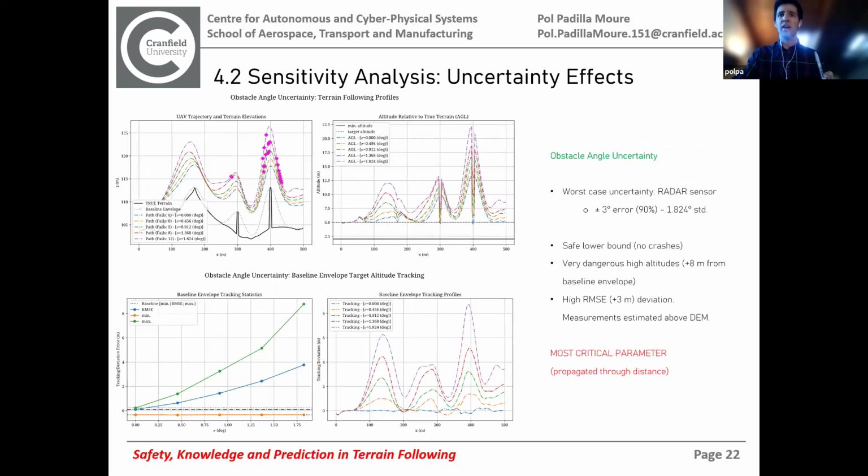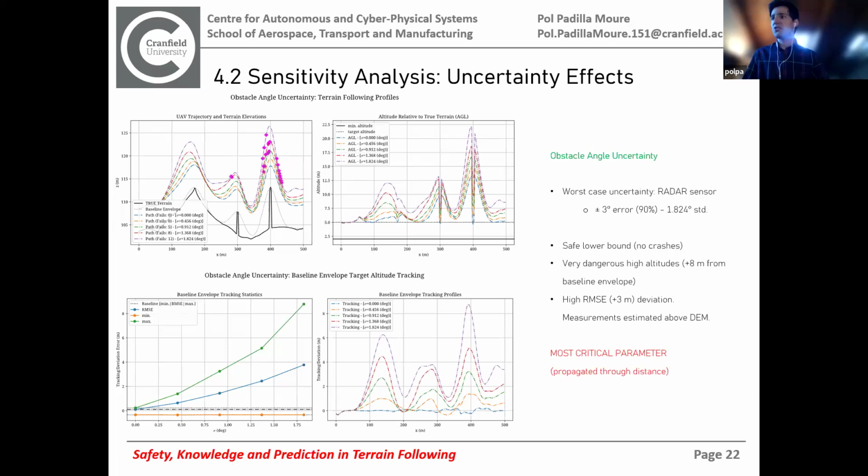When looking now at the obstacle angle uncertainty, this is the most critical stage, as I said before. Just a little bit of plus or minus 3 degrees of error in a radar sensor will give you almost 4 meters of standard deviation on the tracking, and you can have peaks of up to 8, almost 9 meters of extra altitude that the system must perform. And because the trajectories are much more aggressive than before, you can even start to get again those NMPC solver failures that you were seeing before the implementation of the cubic basis spline envelope.